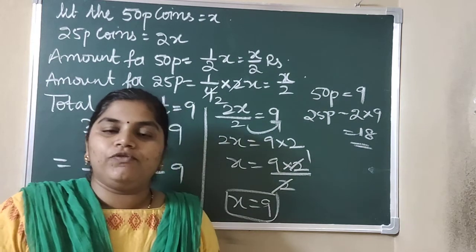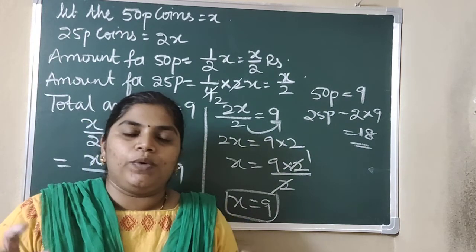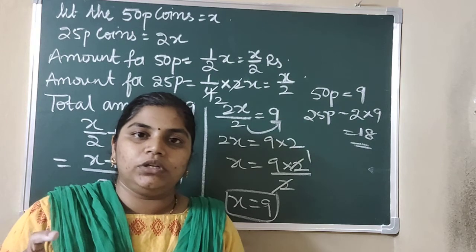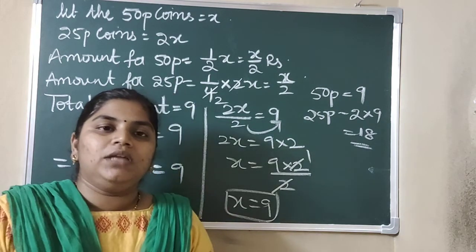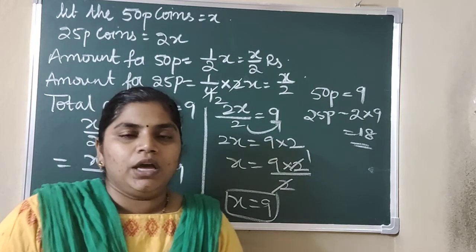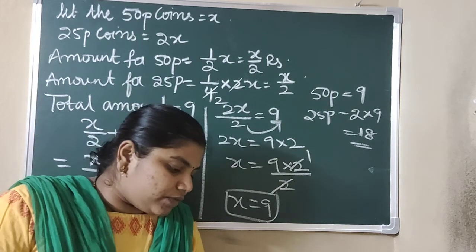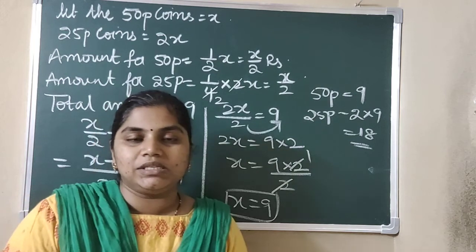And first you have to learn how to read the question. If you can read that question properly, you will get the answer. You can do the solution very easily. So with this, our chapter on linear equations in one variable is completed.